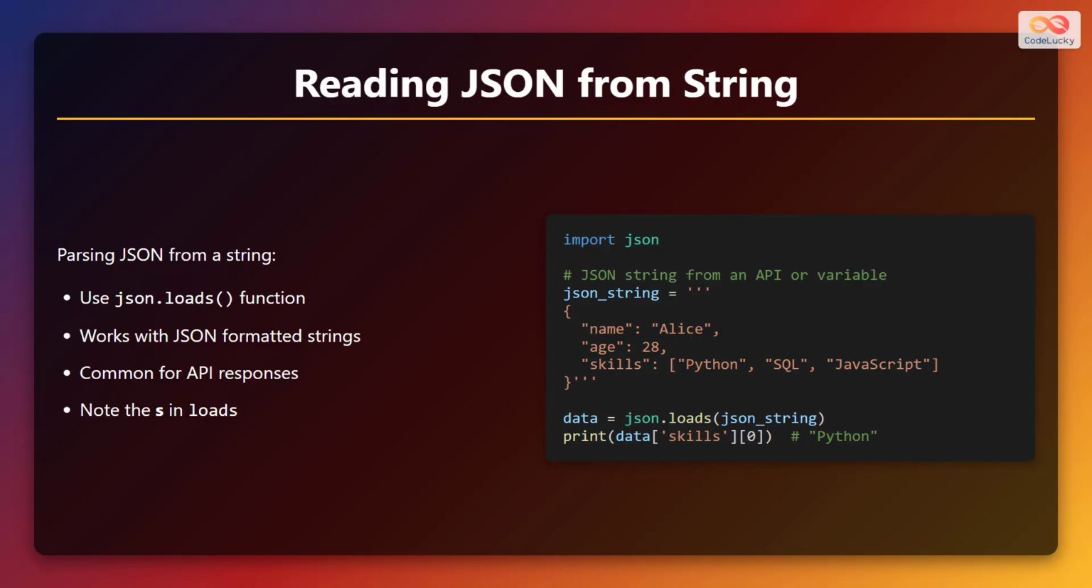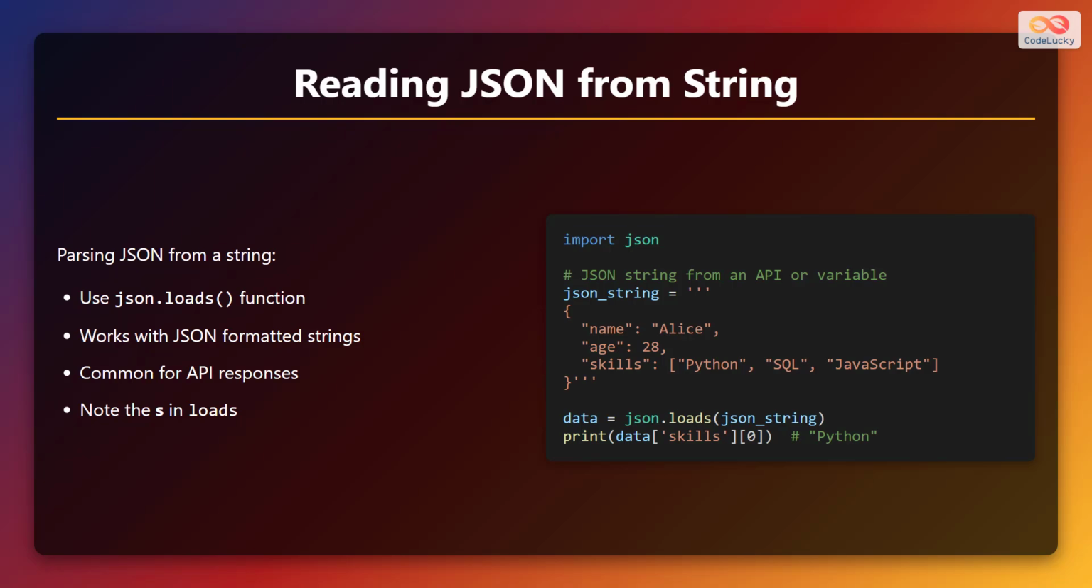Let's see how to parse JSON data from a string in Python. To parse JSON from a string, use the json.loads function. This function works with JSON formatted strings, which are commonly obtained from API responses. Note the S in loads, which stands for string.